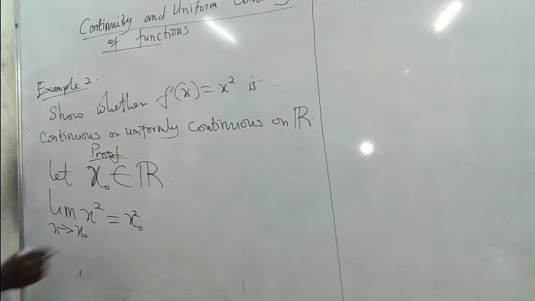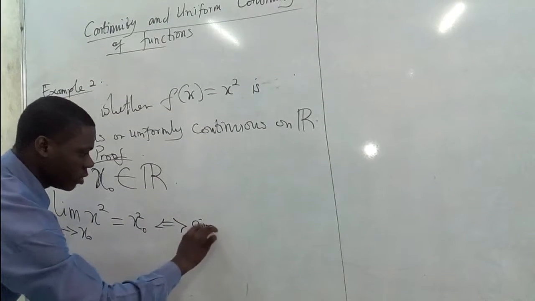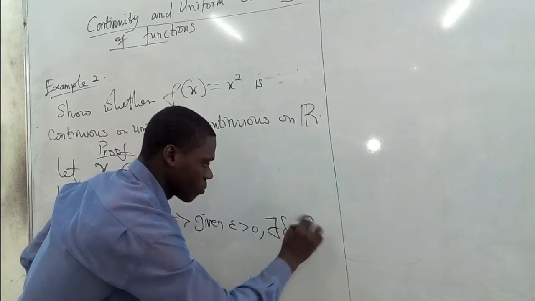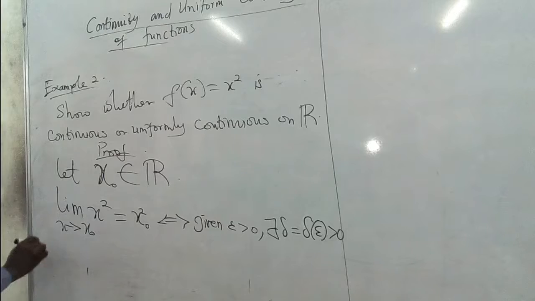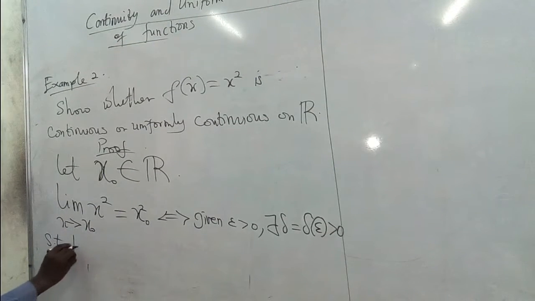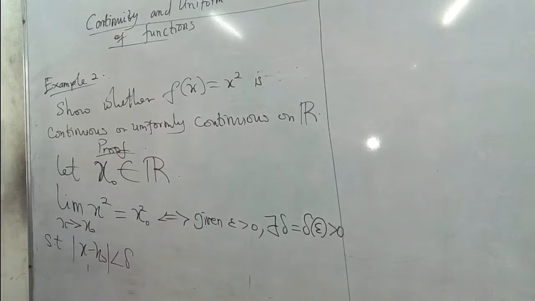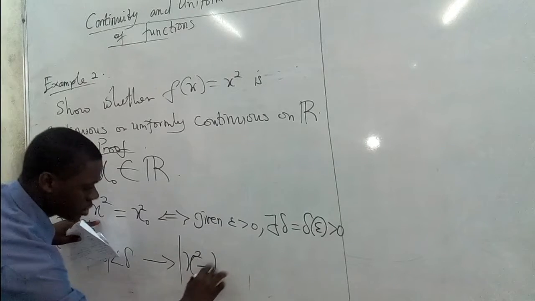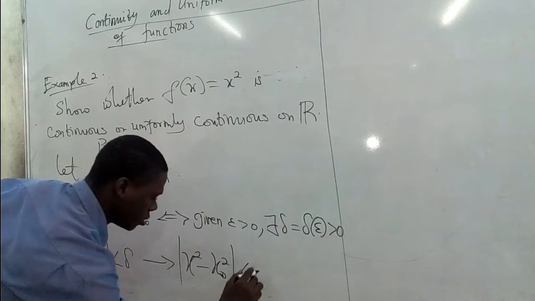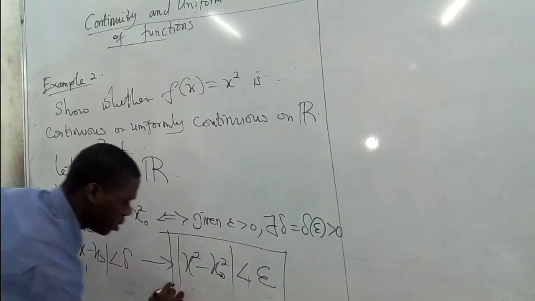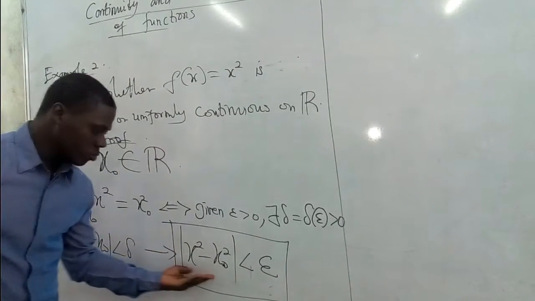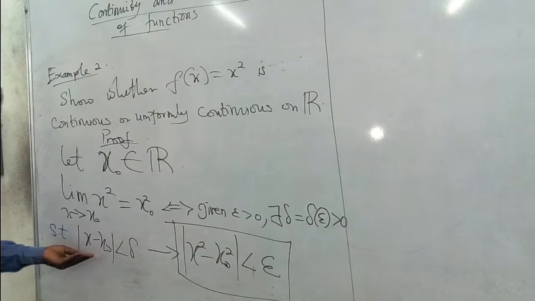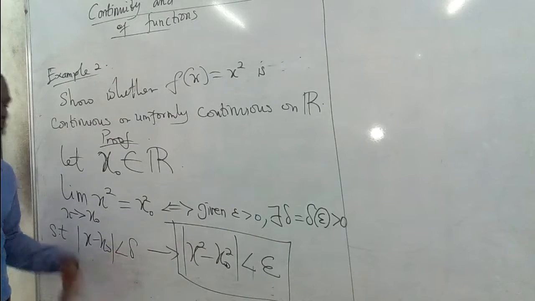So the equivalent statement is that if we are given epsilon positive, then there exists delta, which is a function of epsilon and is greater than zero, such that when the absolute value of x minus x naught is less than delta, then the implication is that we need to have the absolute value of x squared minus x naught squared less than epsilon. So our interest here is to show that this is actually going to be less than epsilon, basing our argument on the fact that x minus x naught is less than delta. So let's see how that plays out.